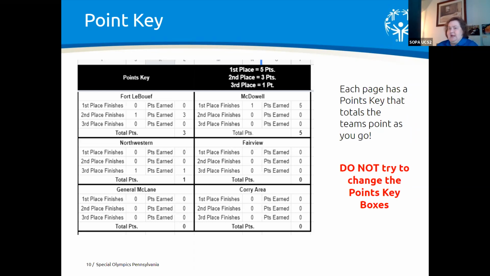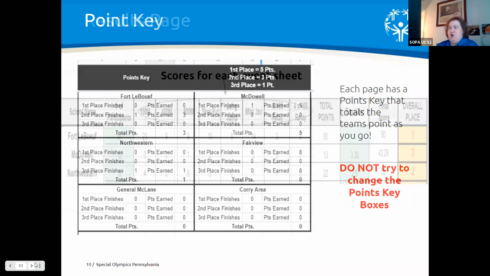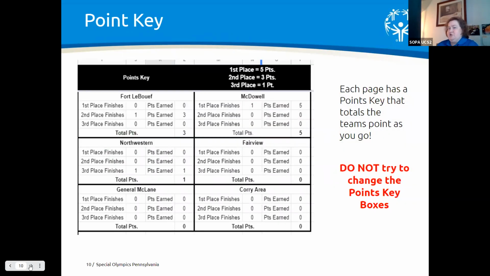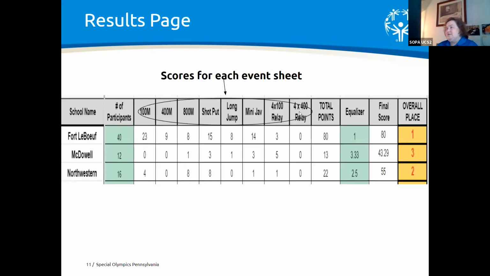So this points key actually takes you over to the results page. Okay, so remember, we had Fort LaBeouf and McDowell in it. Now we added Northwestern. The first thing I did was I calculated the number of participants. I figured out their equalizers, and then that key that we just saw, the points key, transfers all my points over to all the events.